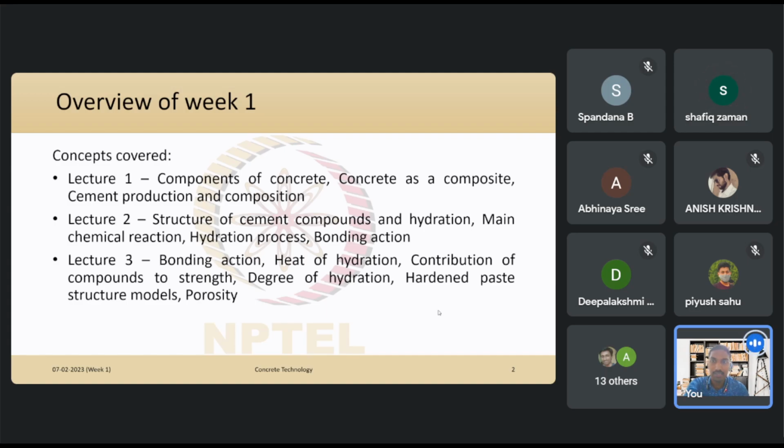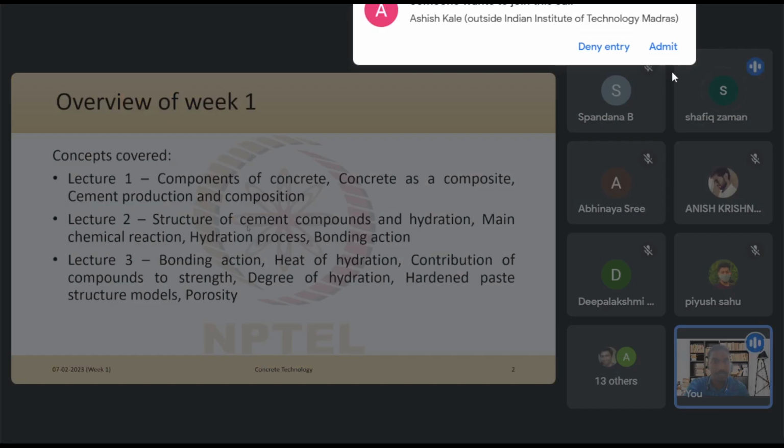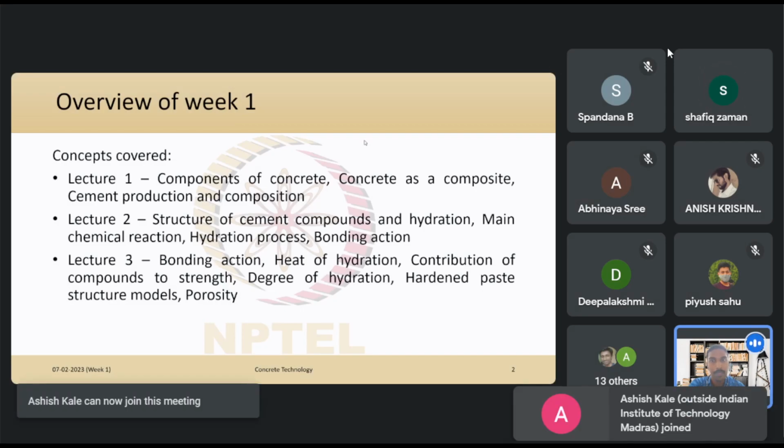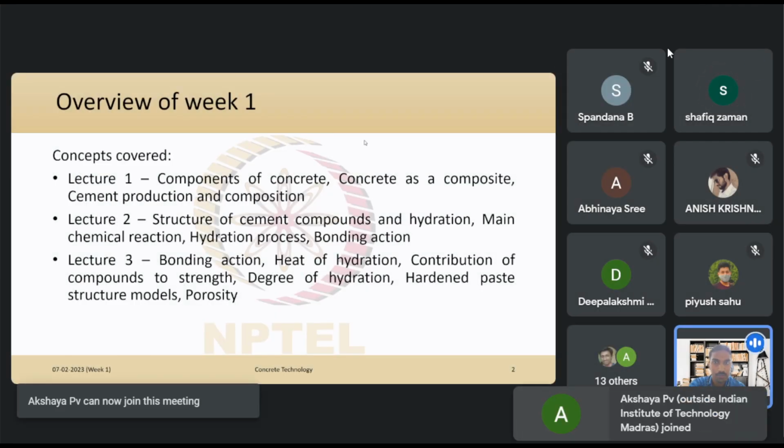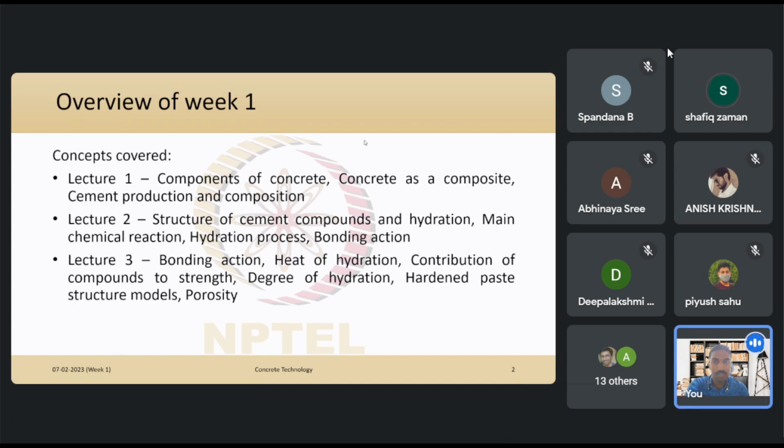In the first lecture, we saw that concrete is a composite material, right? It is made up of different components: coarse aggregate, fine aggregate, cement, water, and so on. It is a composition of multiple materials, and therefore it's a composite material. Then we looked at how cement is produced, what processes are involved, and what the composition of the cement itself is. It is made up of many other materials. That's what was covered in lecture one of week one.